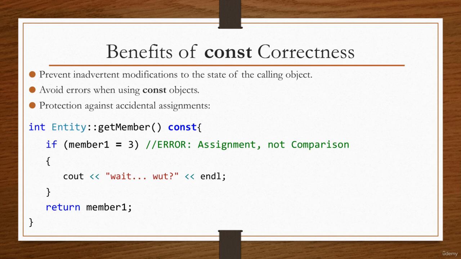So here we have a const qualified function in the class entity. The function's name is getMember, and in the body of that function I have an if statement. So if member1, and here you'll notice we have the assignment operator and then 3, so we assign 3 to member1. Of course we meant to use two assignment operators next to each other, so two equal signs for the comparison, and this is a very common mistake. So because we are trying to do assignment here in this if statement, and because the function is const qualified, we are going to get an error here. Okay, so in this way it will actually help us avoid certain bugs that can pop up later on.